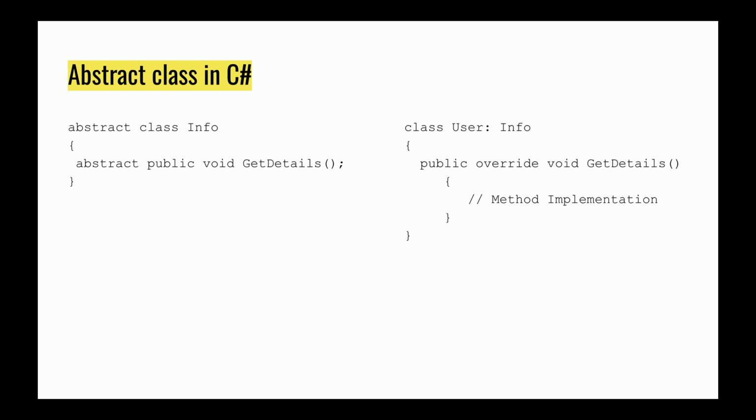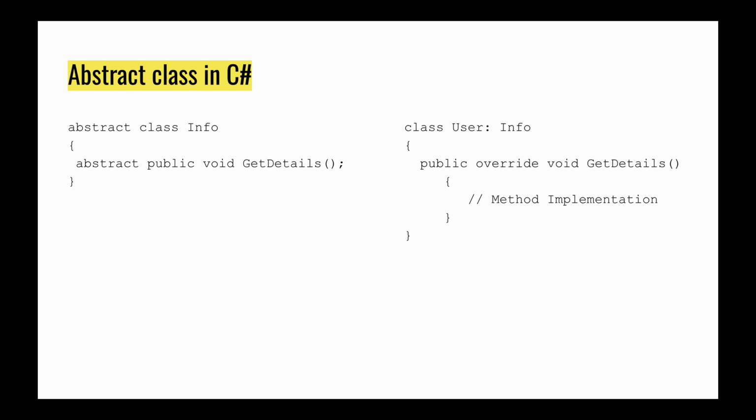If we define a method with an abstract modifier, then the implementation of this method must be done in the derived class. Below is an example of implementing a class by deriving from an abstract class. Here we have inherited the abstract class, info, in the user class and implemented the defined abstract method in the user class using the override keyword. In C#, abstract methods are internally treated as virtual, so a derived class must override these methods.